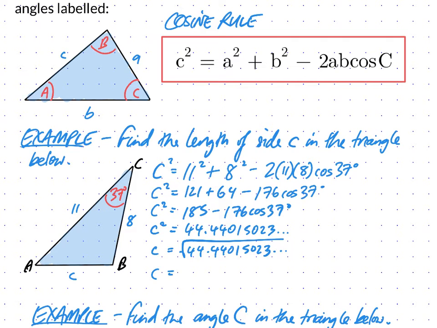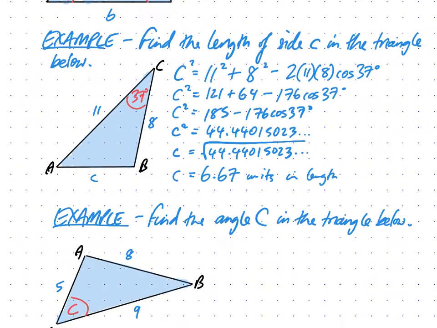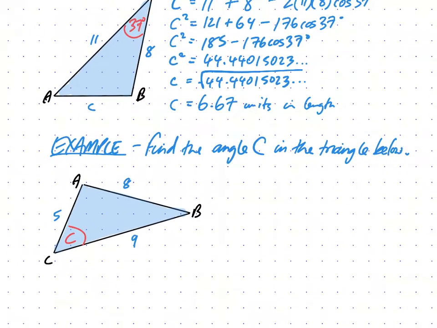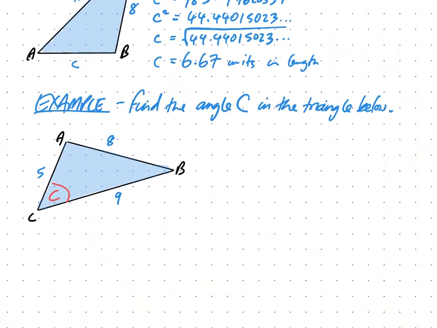So C is going to be 6.67, whatever units in length. There's no units indicated in this question, so I'm just going to leave it at units. 6.67. Find the angle C in the triangle below.